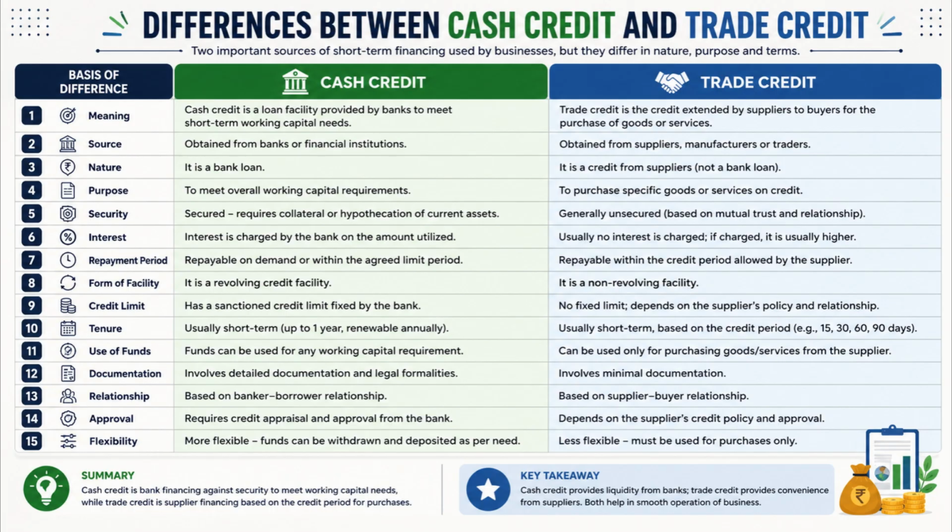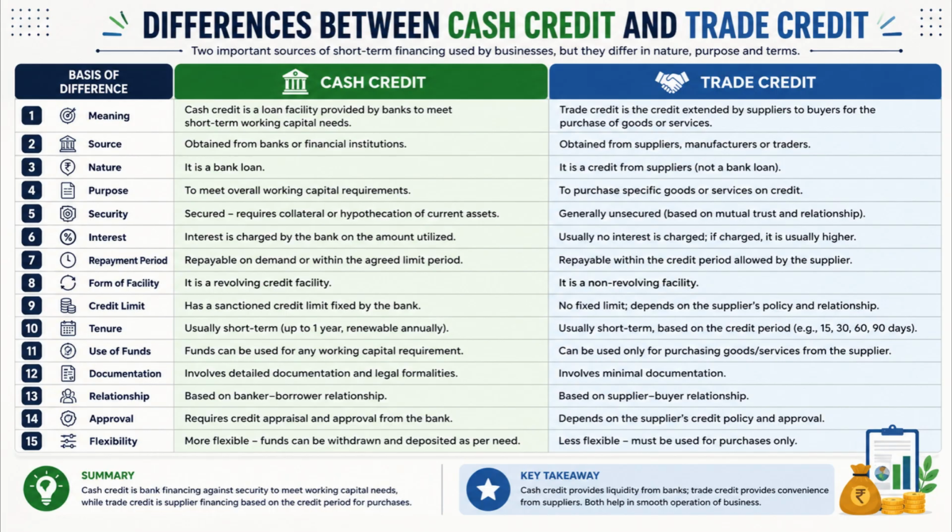Number 1. Cash credit is a loan facility provided by banks for working capital needs, whereas trade credit is credit provided by suppliers for purchasing goods or services. Number 2. Cash credit is obtained from banks or financial institutions, whereas trade credit is obtained from suppliers, manufacturers, or traders. Number 3. Cash credit is a bank loan facility. On the other hand, trade credit is a supplier-based credit arrangement.